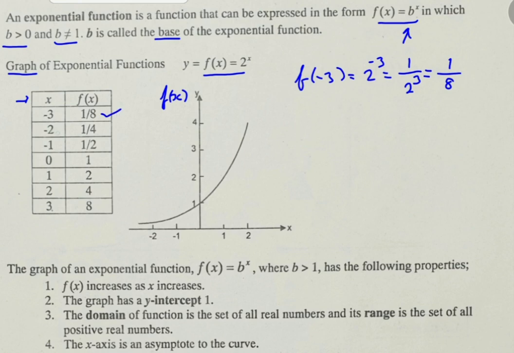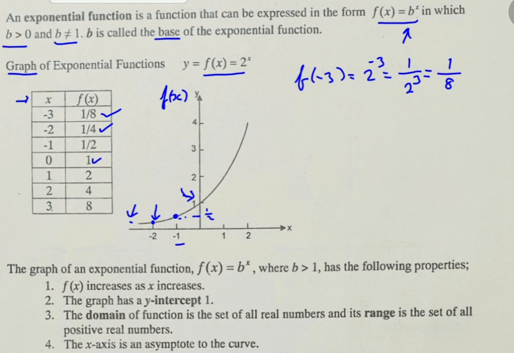Similarly, 2 to the power negative 2 is 1 by 4. Here, x value negative 2, y value 1/4. And on the graph, x value negative 1, y value 1/2. So on. 2 to the power 0 is 1. So if x is 0, y is 1. Therefore, the y-intercept is 1.